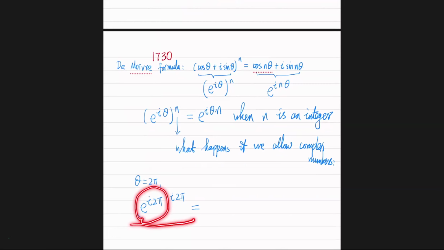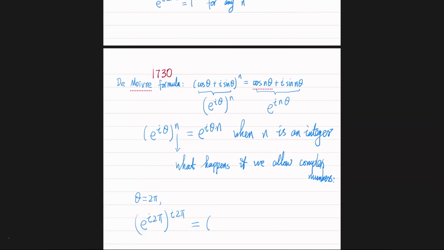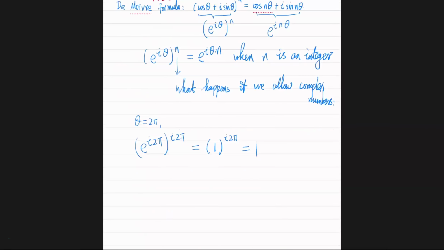That's just basically (e^(i 2 pi)) raised to the power i 2 pi. e^(i 2 pi) we checked over here is 1, so it's just 1 to that power. That's just still 1. So we expect this is just 1.